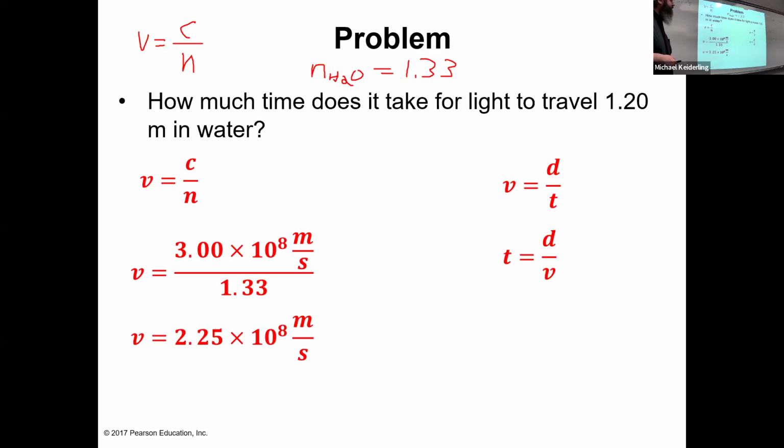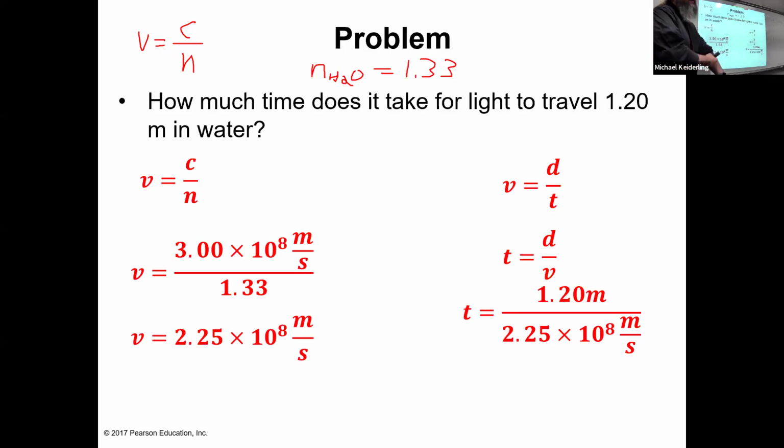Speed is distance over time, so time is distance over speed. So 1.2 meters divided by 2.25 times 10 to the 8th meters per second gives you a time of 5.32 times 10 to the minus 9 seconds, or 5.32 nanoseconds. And it would take less time in air or some other medium.